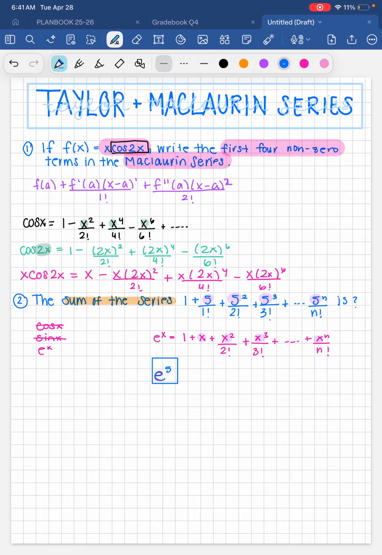Remember what a series is. It's a way to represent a function. So if we have the function e to the x, the first 4 terms would be 1 plus x squared over 2 factorial, x cubed over 3 factorial. And in summation notation, it would be x to the n over n factorial. Okay? Done.